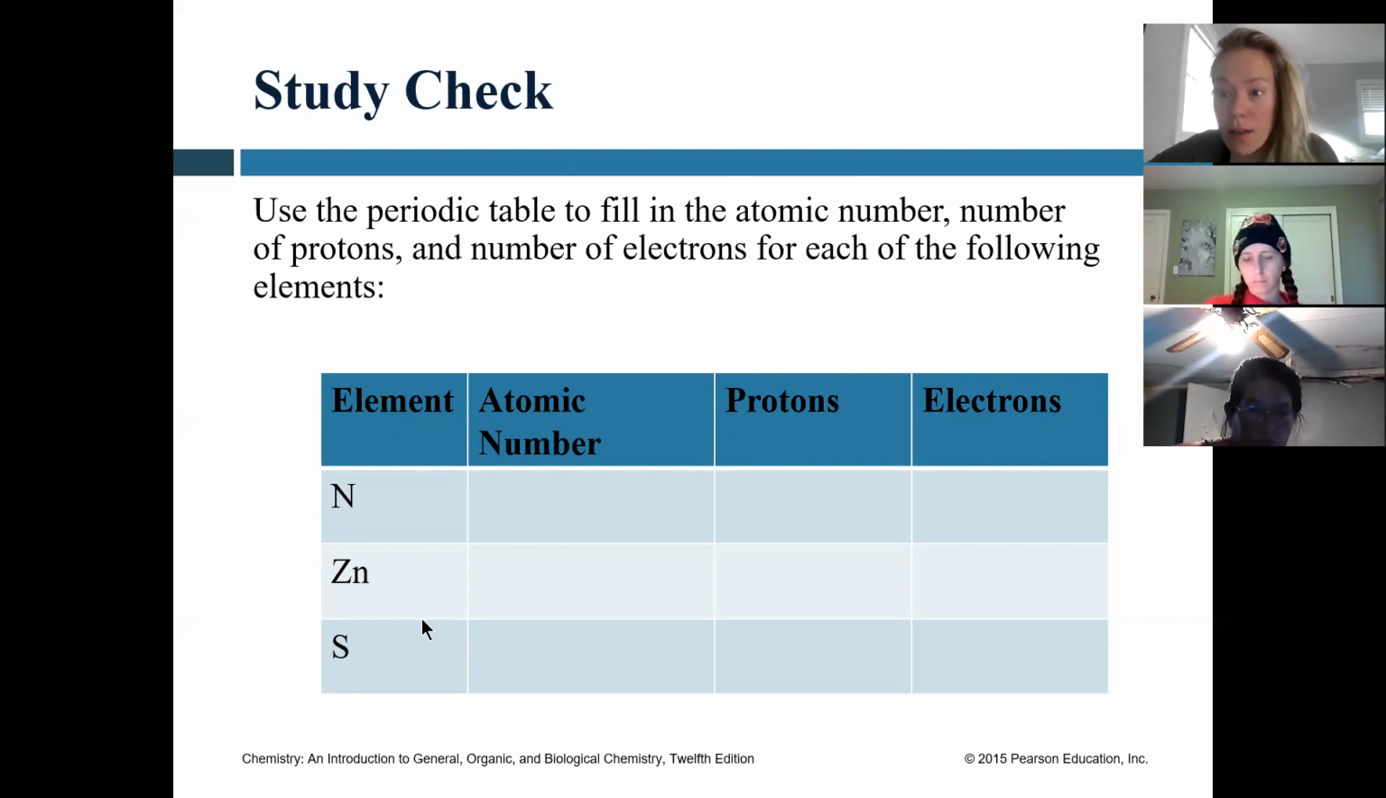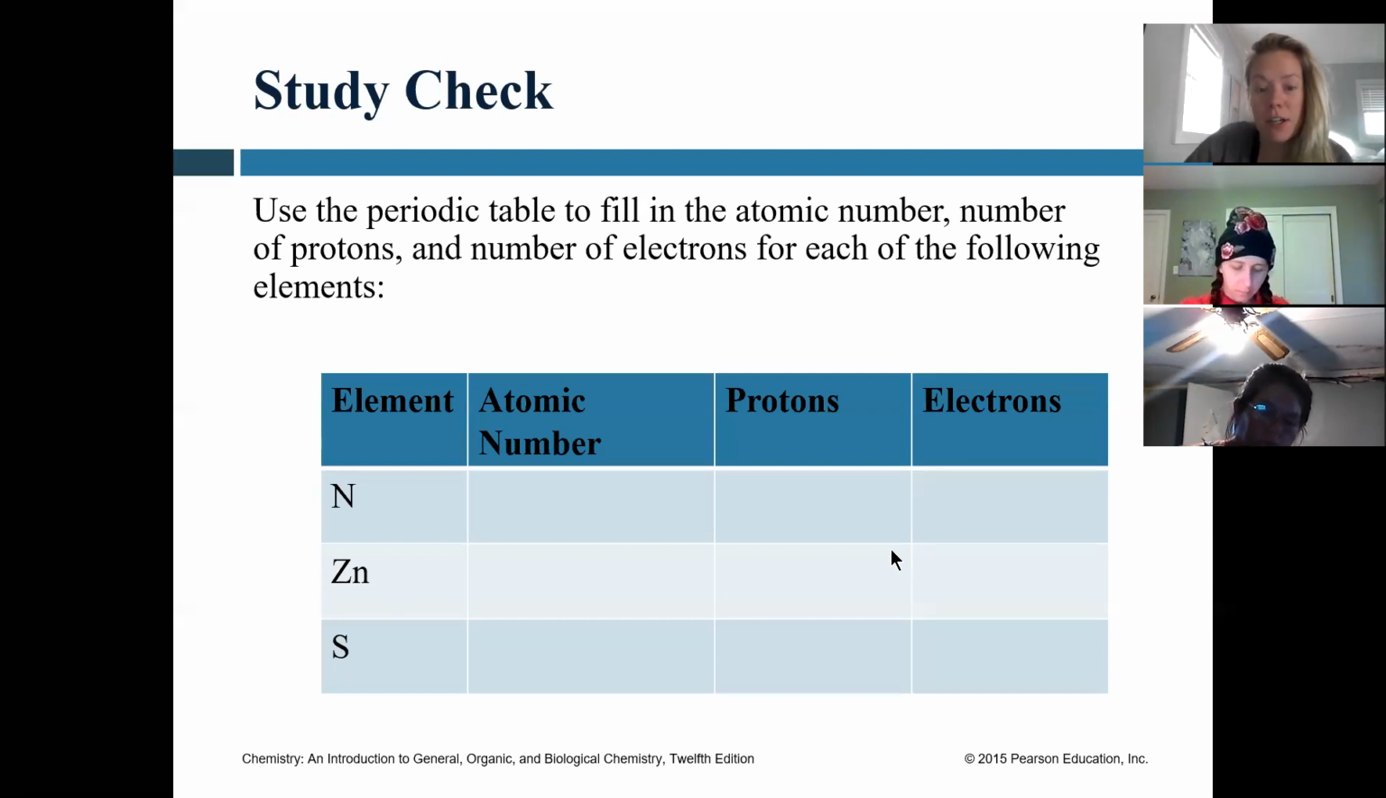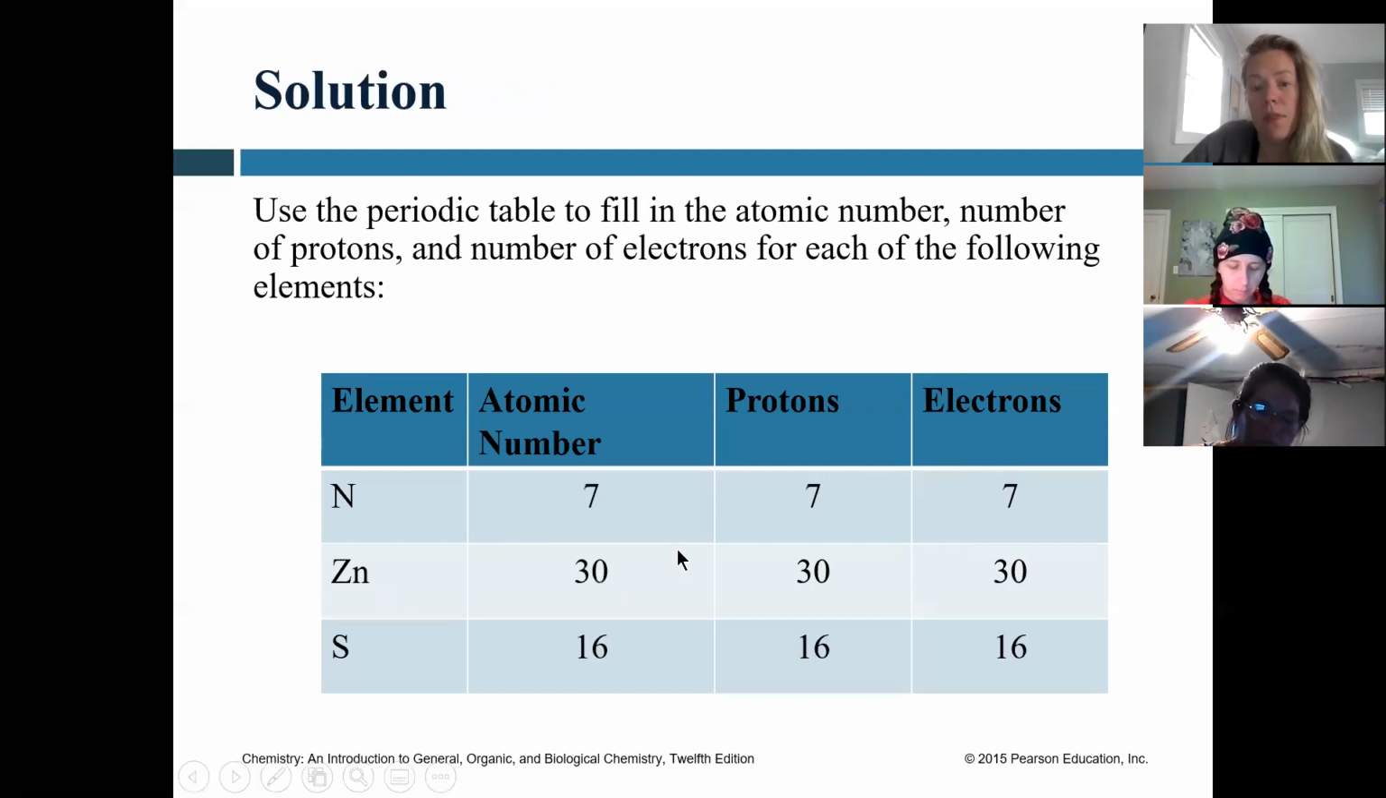Okay, so nitrogen, we find that on our periodic chart. Hopefully the more you use your periodic chart, the easier it's going to be to look these up fast. It's got an atomic number of 7. So how many protons does it have? 7. How many electrons does it have? Well, it's not charged, so it also has 7. So all these are going to be the same. Zinc is a little bit heavier with 30, 30, 30. Sulfur, 16, 16, 16.